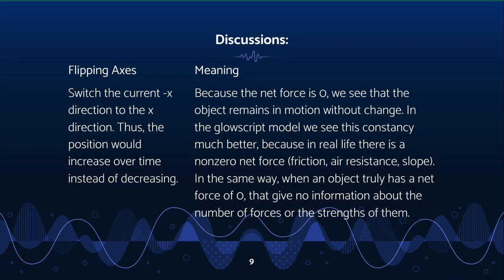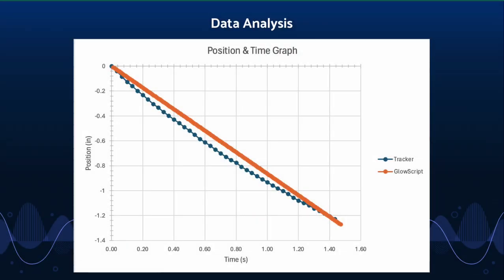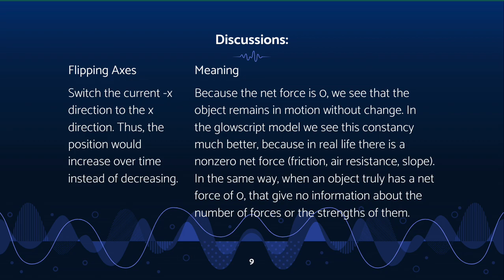So in terms of how I had oriented the tracker model, if I had flipped the axis, then the negative x direction, as you can see in both of these graphs, the graphs are facing downward, they have a negative slope. That is because the axis has been set so that the ball is moving in the negative x direction, but if we switched that, it would be in the positive x direction, and the position would increase over time instead of decreasing.